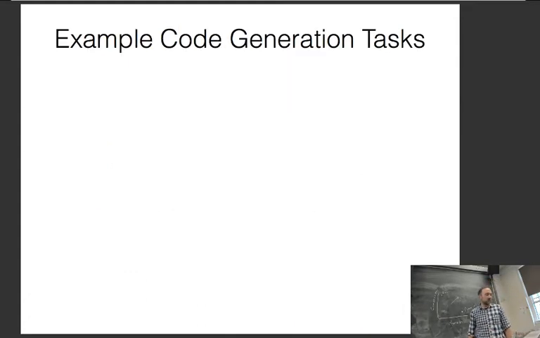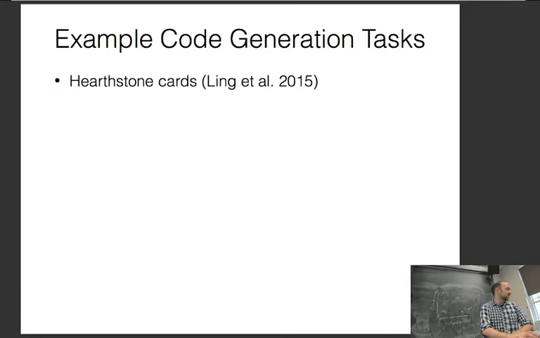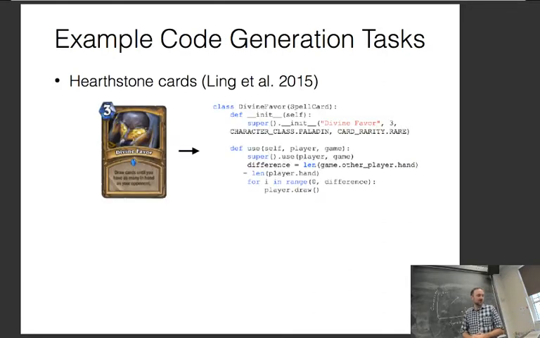And then there are also other code generation tasks. This is a kind of interesting task. You basically have a card from a card game, and you can take the various attributes of the card, and then you need to generate a Python class that implements this card. This is called the Hearthstone task.